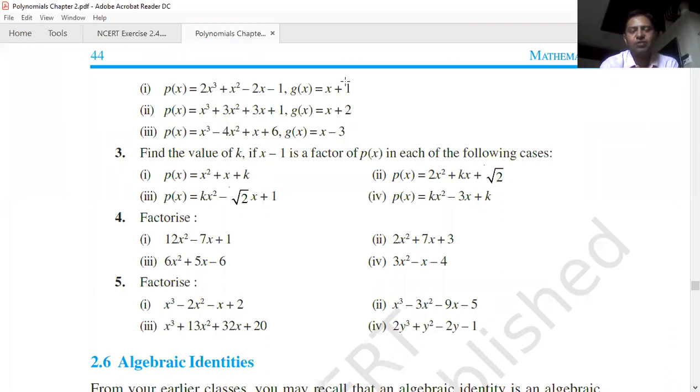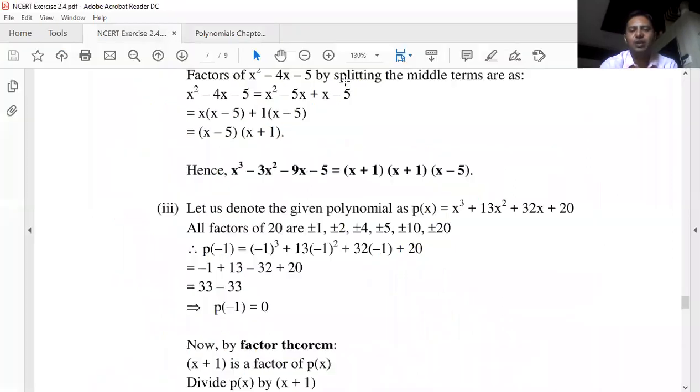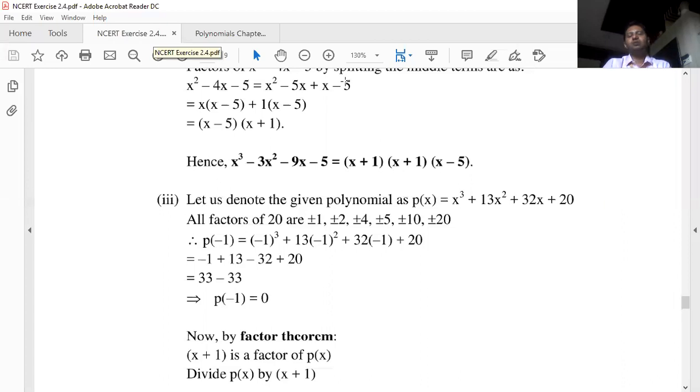We have to find the factors of 20: plus 1, minus 1, plus 2, minus 2, plus 3, minus 3, plus 4, minus 4, plus 5, minus 5, plus 10, minus 10, plus 20, minus 20. Now we'll substitute the values. We'll do the trial and error.